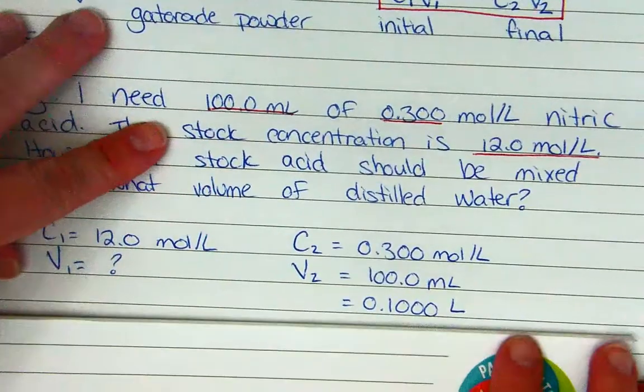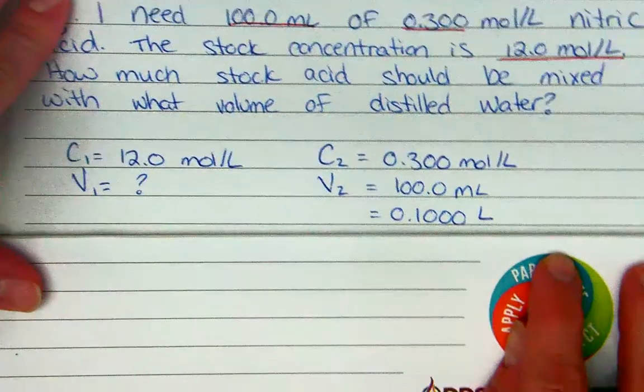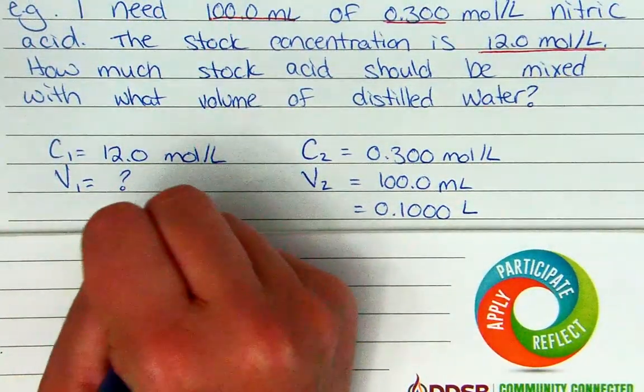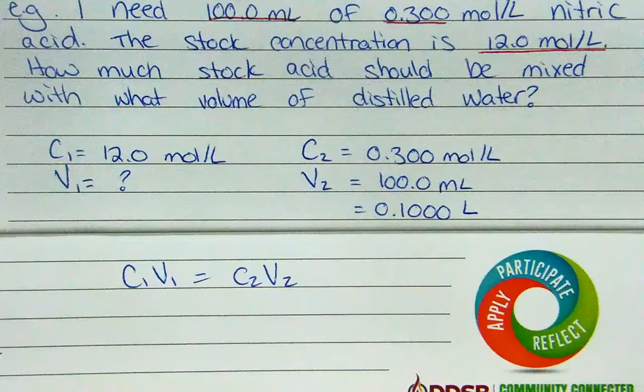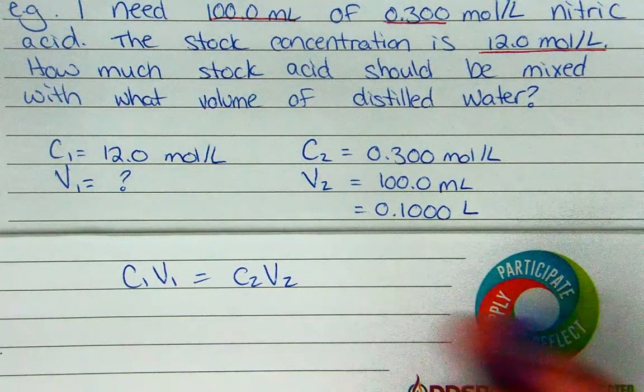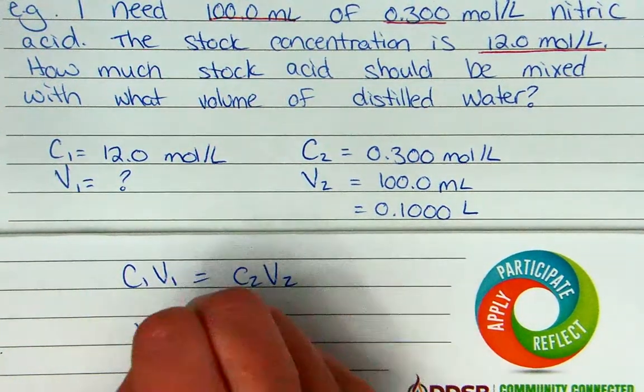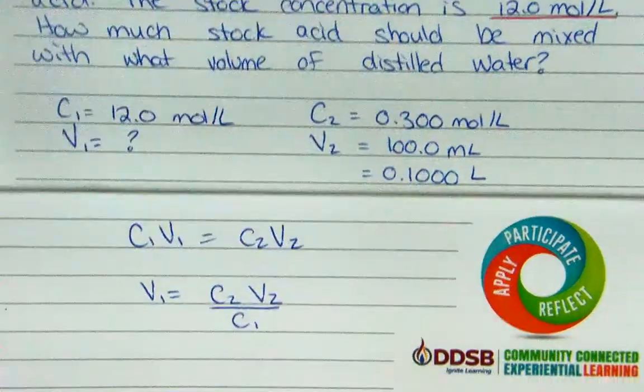So let's calculate. Up first, what is my final volume going to be? We'll start with C1V1 equals C2V2. I like to rearrange before I sub in. You may sub in before you rearrange. It's all the same thing, guys. So that would give me V1 equals C2 times V2 divided by C1.